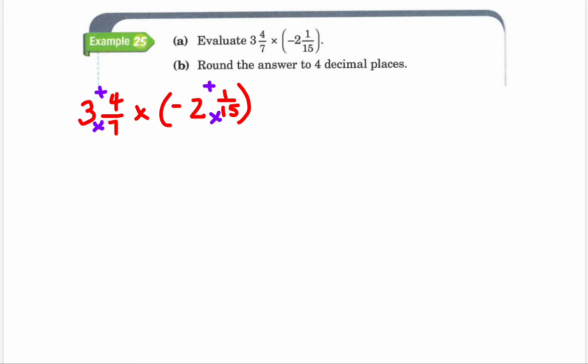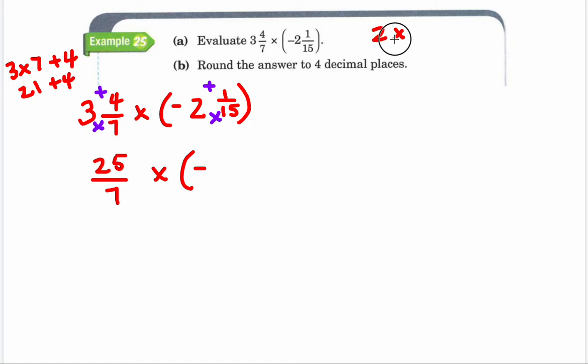So we're going to do that, and we end up with 3 times 7, and then add 4. So 3 times 7 is 21, plus 4 is 25. So this becomes 25/7 times, this is 2 times 15 plus the 1 remaining. 2 times 15 is 30 plus 1, so that's 31/15. Okay, now we can multiply across.